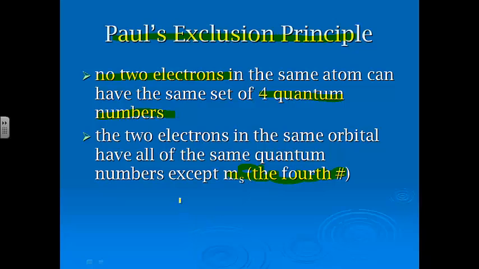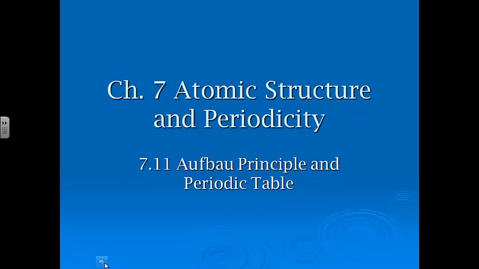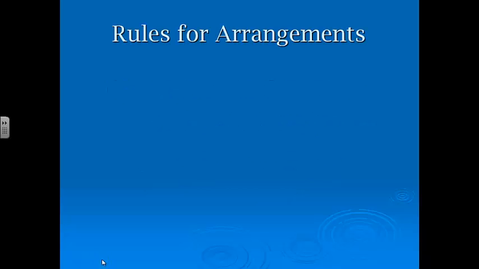So they'll have the same n value, so they'll be the same energy level, and they'll also have the same angular momentum quantum number, which is the second one, which tells us the shape. They'll also have the same magnetic quantum number, which will tell us which p or which d or which f, and then the fourth one is what will be different. All right, so there's the really short version on that section. Then we have the Aufbau principle and the periodic table.